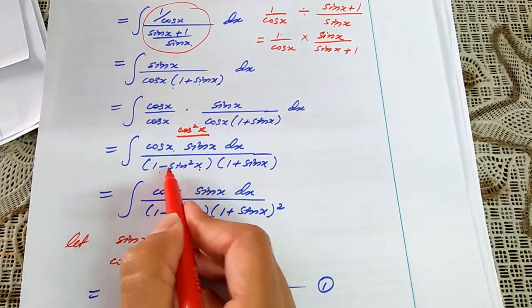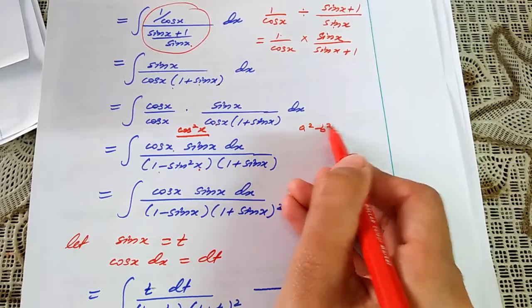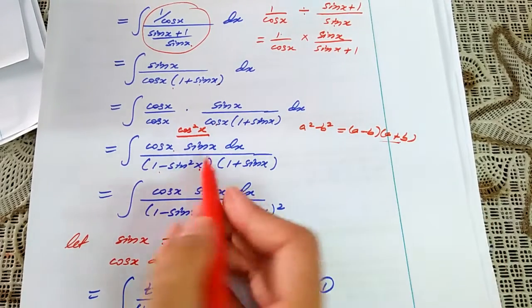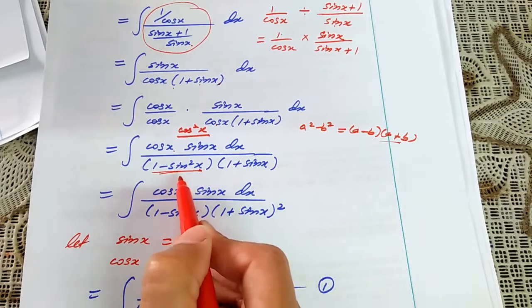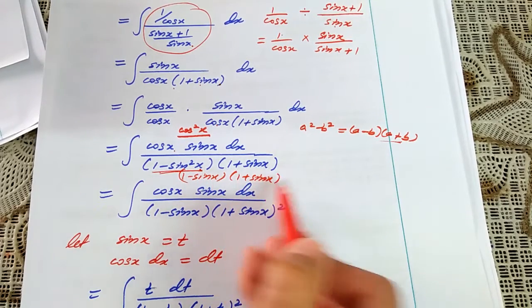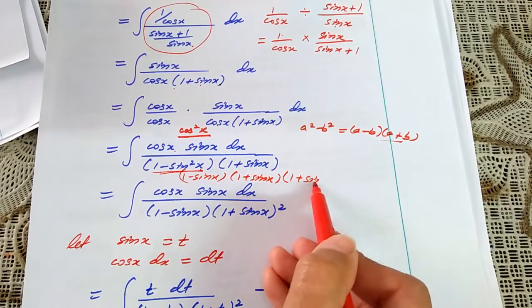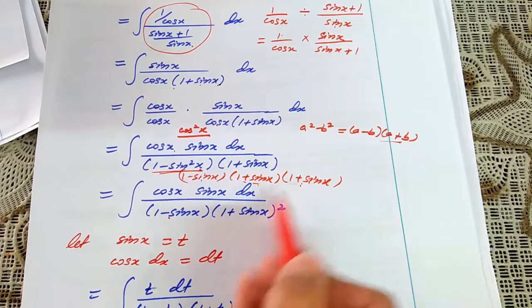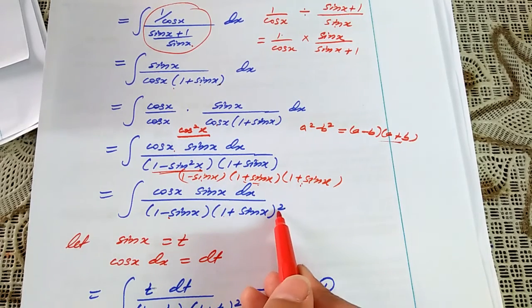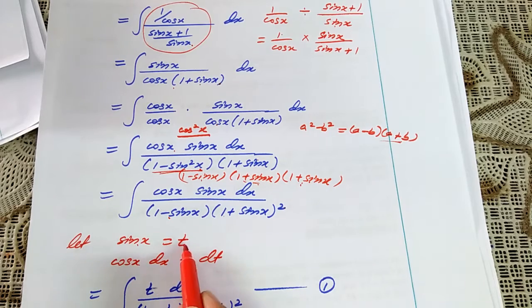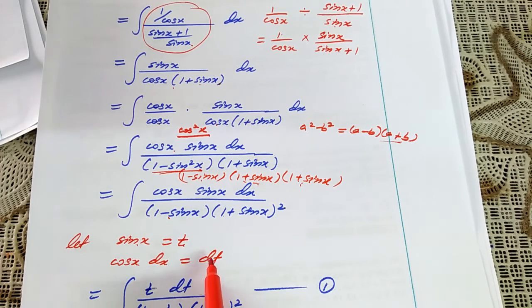And we know that using the identity a square minus b square, that is (a minus b) into (a plus b), using this identity we can write it like this. We can write it like (1 minus sine x) into (1 plus sine x), and this sine x as it is. Now this thing is written as it is and these both things are similar. It can be written as (1 plus sine x) whole square. Now let sine x equal t. So after taking the derivative we will get cos x dx equals dt.